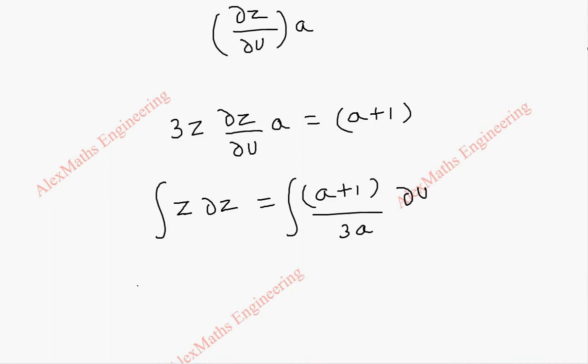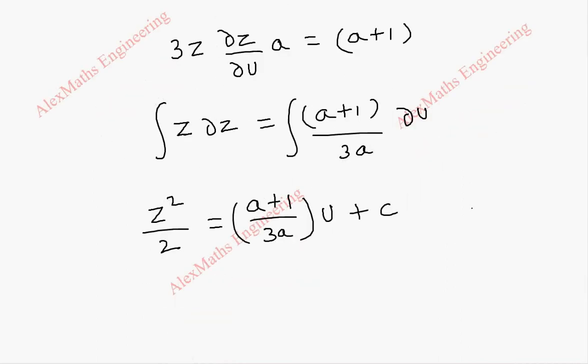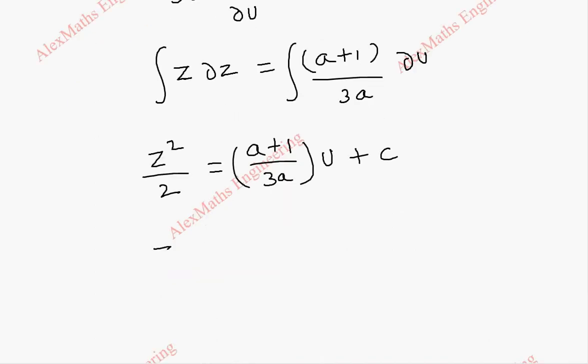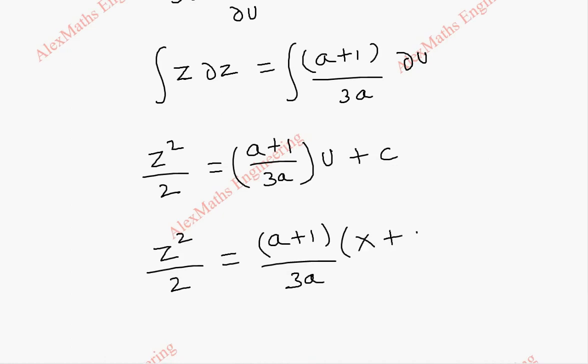And on integrating both the sides, this is z square by 2, and here we can take (A plus 1) by 3A constants as it is, and the integration of dou u is u, and there is an integration constant plus c. So z square by 2 equal to (A plus 1) by 3A into (capital X plus A capital Y) plus c.